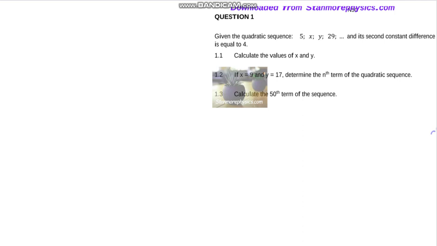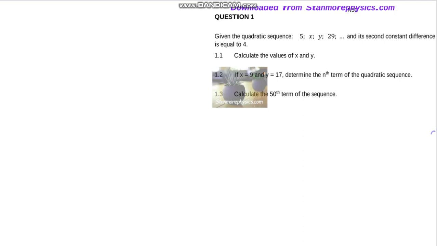So what you need to do here is follow the procedure, the steps which you do when you are solving a quadratic pattern. Let's take for example when you want to determine the formula. You first determine your first difference, and then get your second difference, and from there on there are certain equations which you're supposed to use.